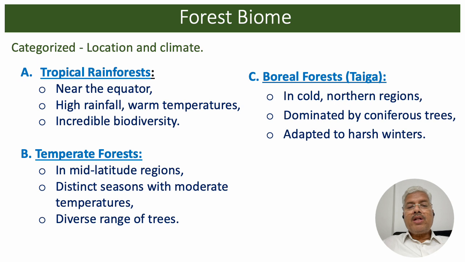The tropical rainforests are found near the equator, and these forests are characterized by high rainfall, warm temperatures, and incredible biodiversity. The temperate forests are located in the mid-latitude regions, and these forests experience distinct seasons with moderate temperatures. They have a diverse range of trees. Boreal forests are found in cold northern regions, and these forests are dominated by coniferous trees adapted to harsh environments.